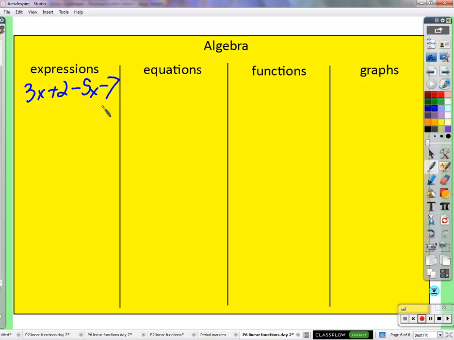Then, with this linear expression, we'll transition into linear equations. But here's an expression. An equation is something like that: 2x plus 5 equals 12. There's an equation.